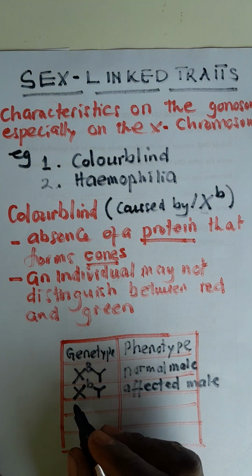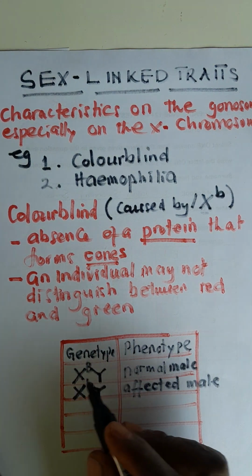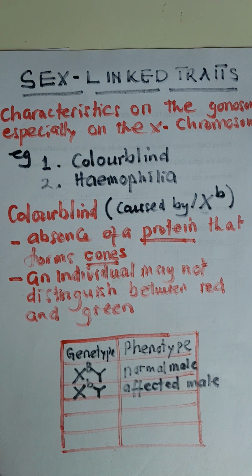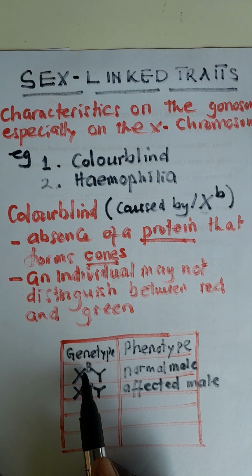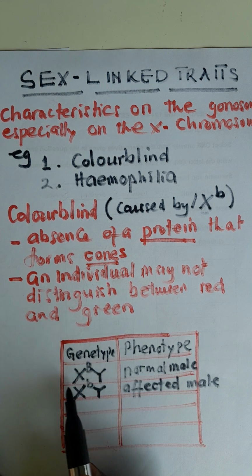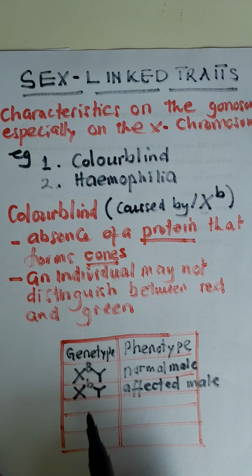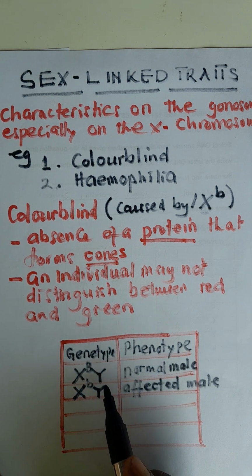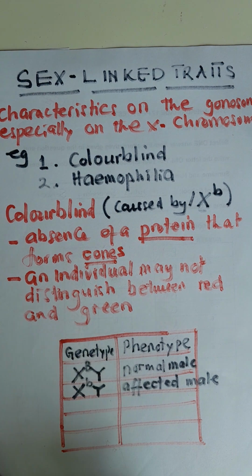Now let's look at this. There is no other way we can write the male. So a male can either be normal or affected, because there is no other combination. If I write X^B again, it will mean the same one, because on the Y chromosome we don't indicate anything. Very important, guys.